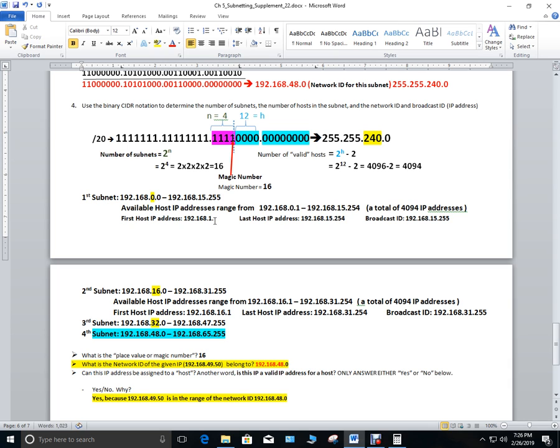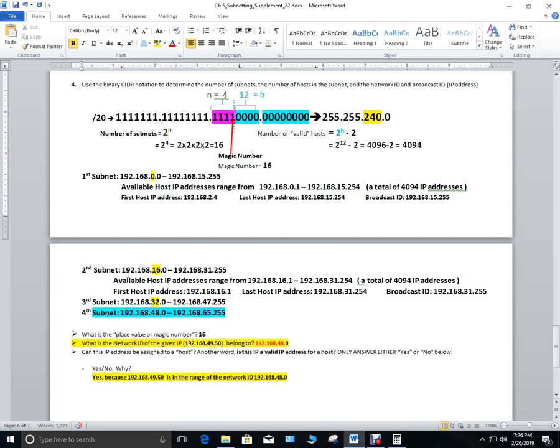Next IP address 2, 3, 4, 5, all the way to 255, and then increment this number right here to 2, and come back to 0. The next IP address is 1. Next IP address 2. Next IP address 3, and keep on going until it reaches 15.254. That's how we get 4,094 available IP addresses. Okay, I hope this is clear.